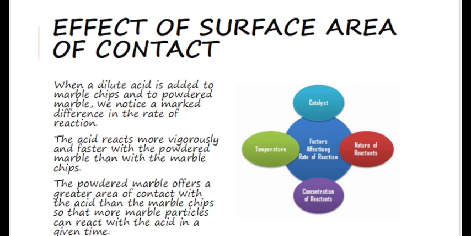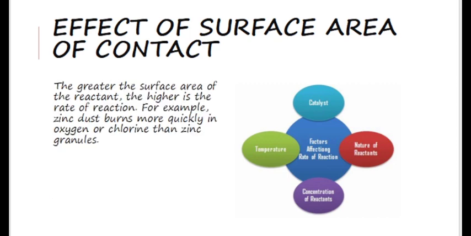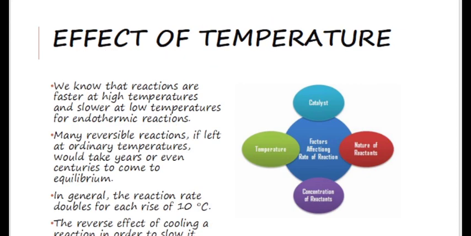Now, how do you increase surface area? Grind it, break it down to smaller particles, and when you break it down to smaller particles, you are increasing the area of contact for those particles and the reactant, hence increasing the rate of reaction. What then do we have to say about this? The greater the surface area of reactants, the higher its rate of reaction. So for example, zinc dust burns more quickly in oxygen or chlorine than zinc granules. So as I said, the more powdery it is, the higher the rate of reaction.